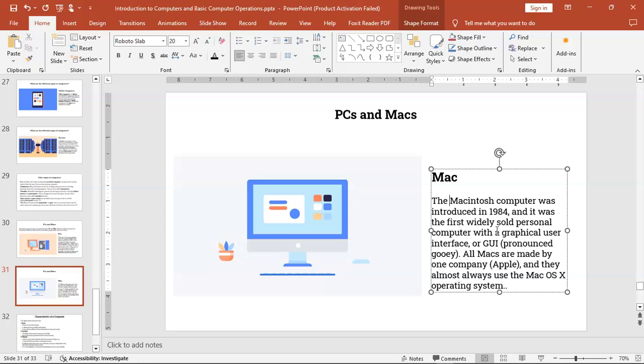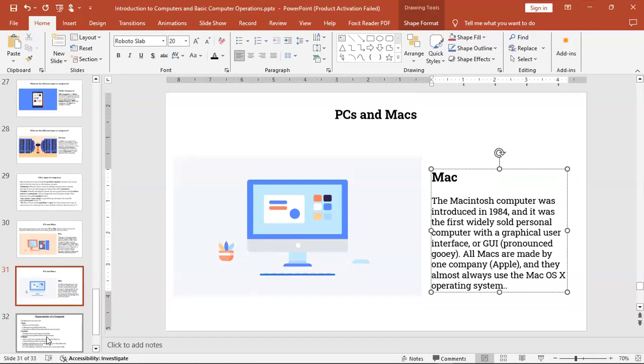It was introduced in 1984, and it was the first widely sold personal computer with a graphical user interface, or GUI, pronounced "gooey". All Macs are made by one company, that is Apple, and they always use the Mac OS operating system. Meanwhile, for Windows, it is the Microsoft operating system. Next class, we're going to look at operating systems so you understand this in more detail.